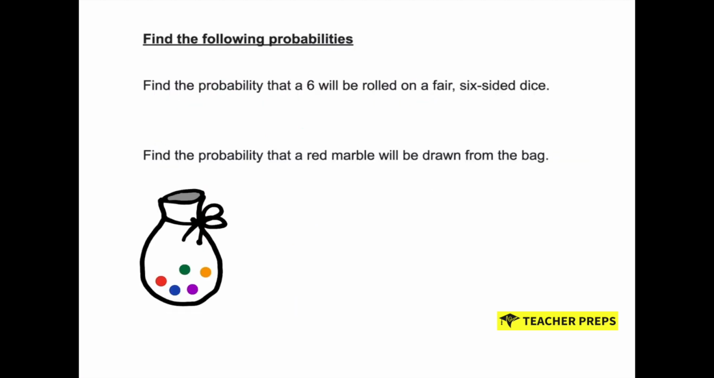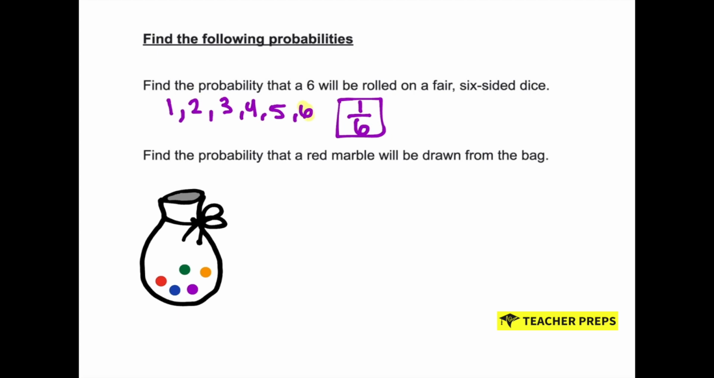Now let's take what we learned about sample space and find the following probabilities. The first one says to find the probability that a 6 will be rolled on a fair 6-sided dice. Well, a 6-sided dice has the numbers 1 through 6. Recall that probability is the ratio of favorable outcomes over total outcomes. Well, the favorable outcomes is 1 because we have 1 six. And then we have 6 total outcomes. So our probability is 1/6.